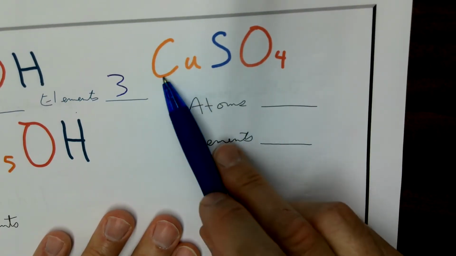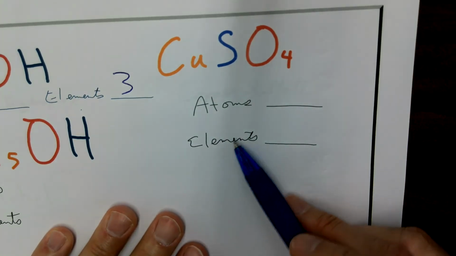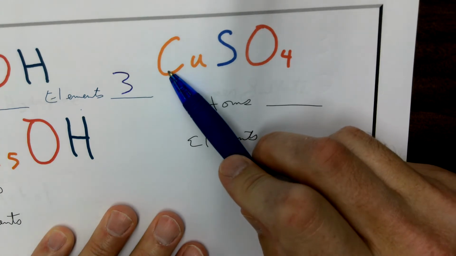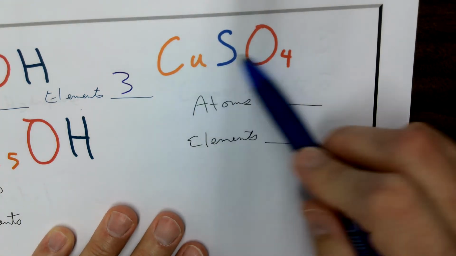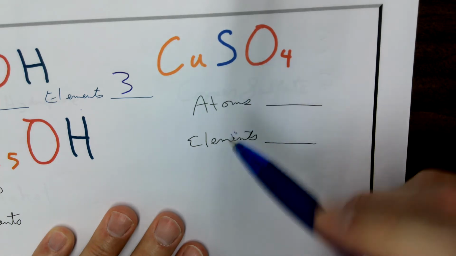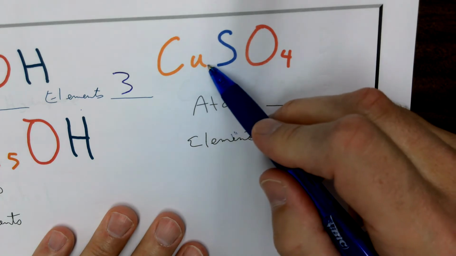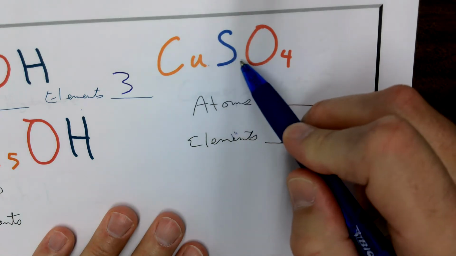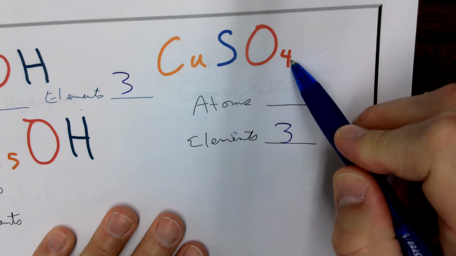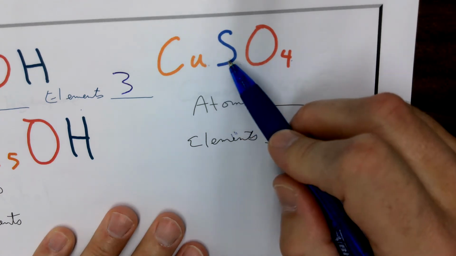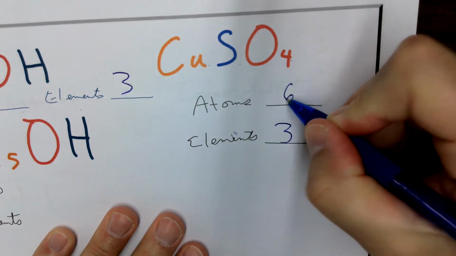Number of atoms. Well, let's start with number of elements. Count the capital letters. Capital, lowercase, capital, capital. There are 3 capital letters. That means there's 3 elements. How many total atoms? 1, 1, and 4. 6 atoms.